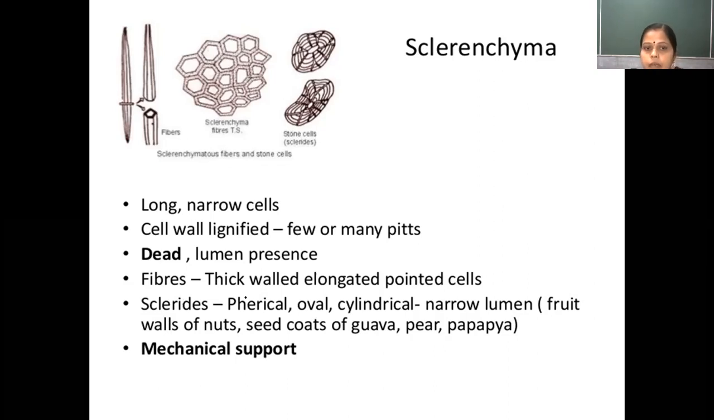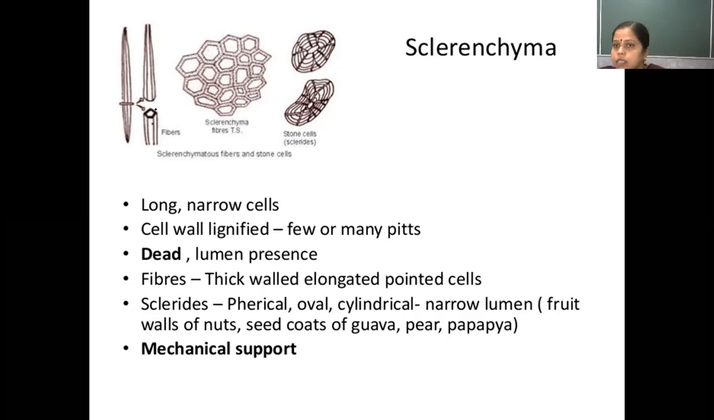The cells of the sclerenchyma tissue are of two types, fibers and sclereids. Fibers are thick-walled, elongated, pointed cells. This first diagram is of fibers. Sclereids are spherical, oval, or cylindrical in appearance with a narrow lumen. What do you mean by lumen? The cavity found inside the cells of the sclerenchyma is called the lumen. The hollow cavity is called the lumen.